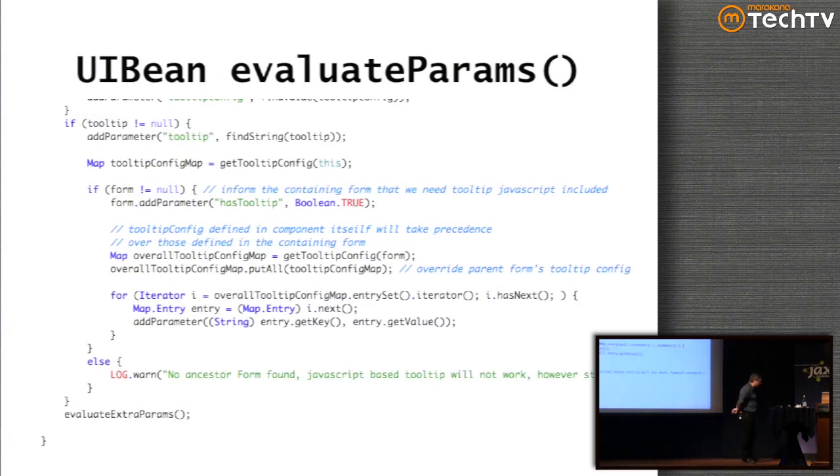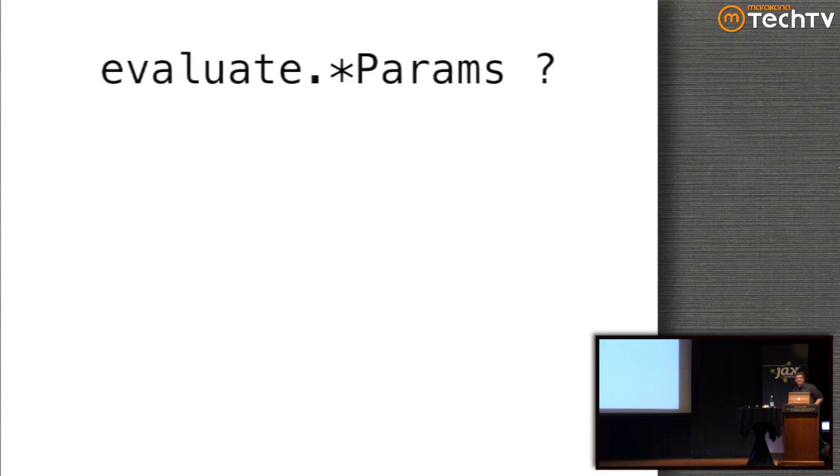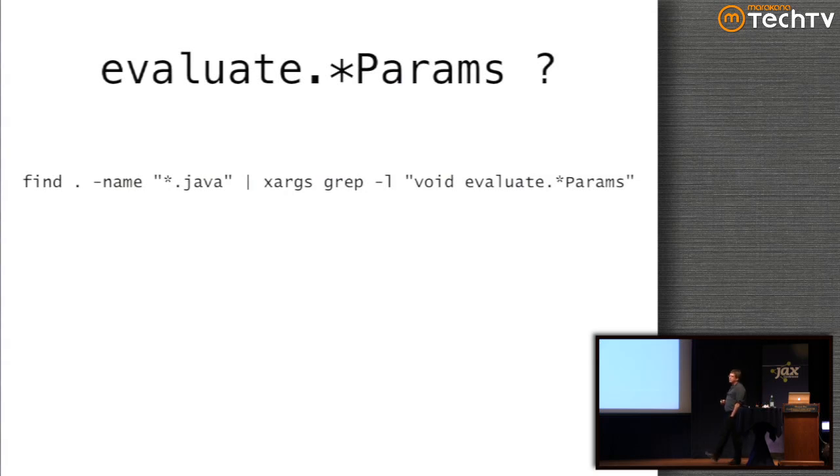As I was poking around in the Struts code base, I kept bumping into one or the other of these two methods in a bunch of different places. So I got really curious. How much of this evaluate param stuff exists in Struts? So I did a little bit of command line judo. Starting in the root of Struts, show me all the Java source files, and within each one of those, show me every one that has an evaluate params or evaluate extra params.